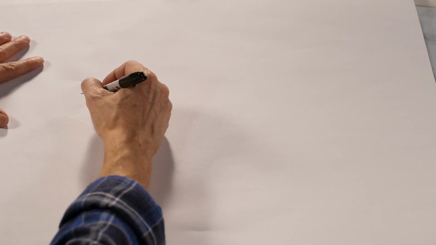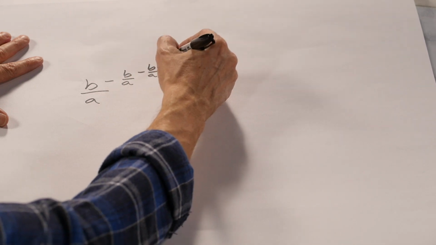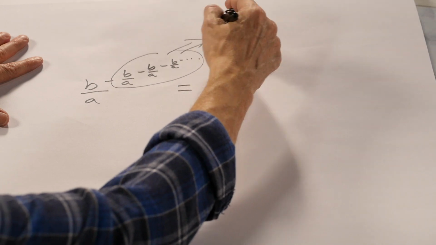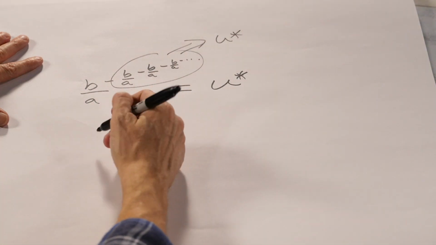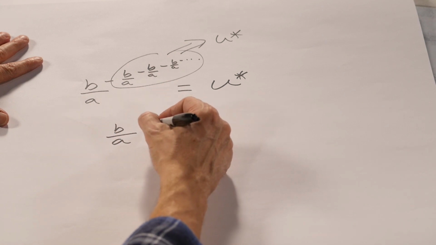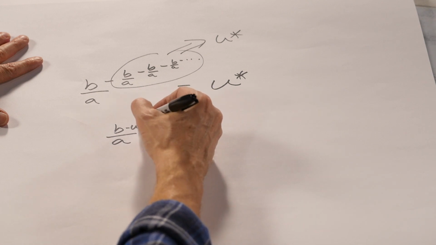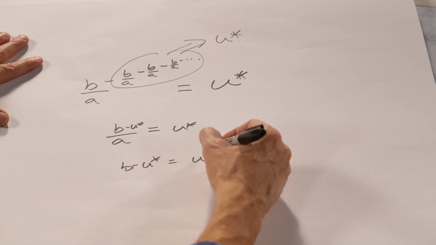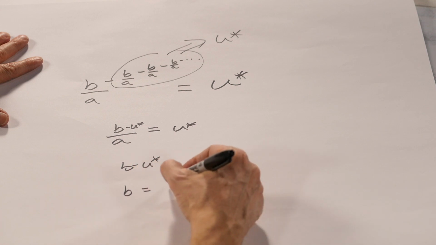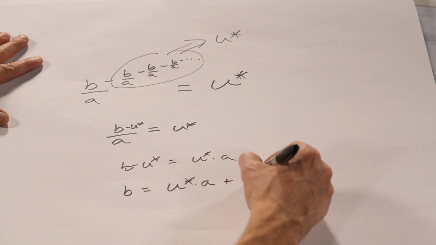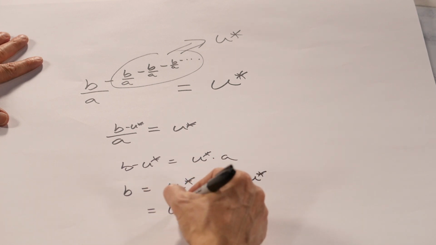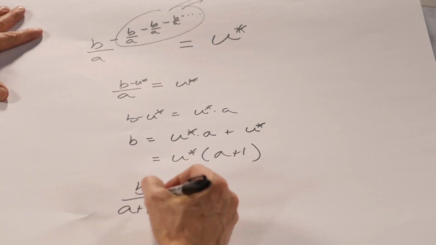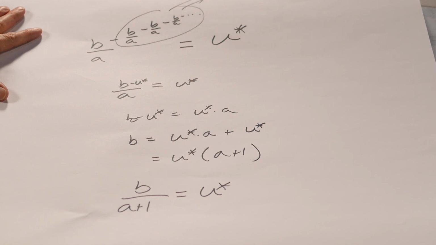So b over a minus b over a minus b over a minus b over a, and so on and so forth, equals u star. And again, that can be set equal to u. So we get b over a minus u star equals u star. Then we get b minus u star equals u star times a. We can bring the u star over and get b equals u star times a plus u star. Factor out the u star, which gives us u star times a plus 1. We can bring that over and get b over a plus 1 equals u star. So u star clearly converges.